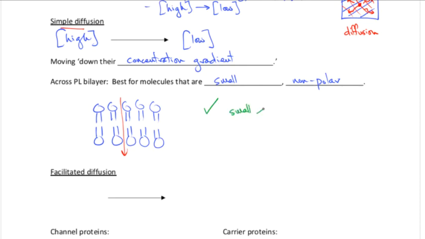For example, small hydrocarbons. I'm going to draw just a chain of carbons and hydrogens like that. They can diffuse straight through. Carbon dioxide, which is small and nonpolar. Molecular oxygen, similarly small and nonpolar. Those things go through well.